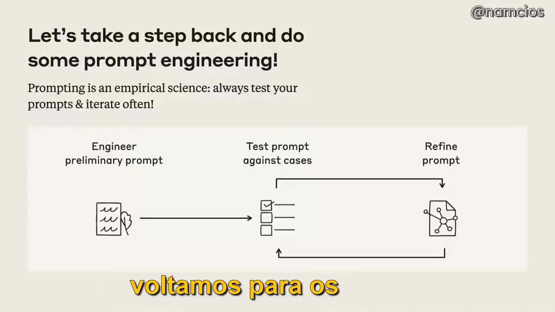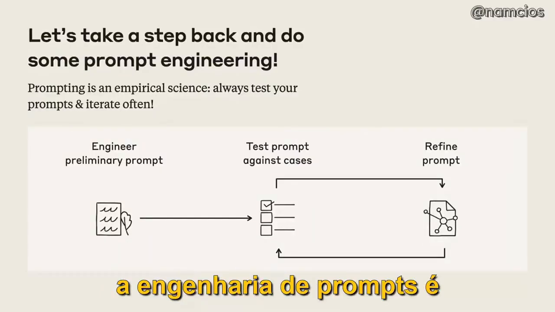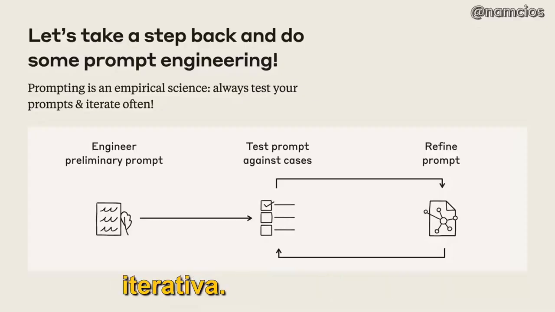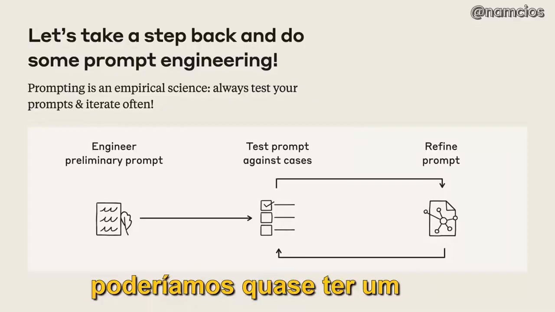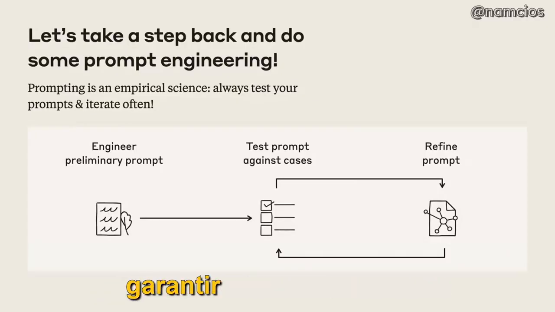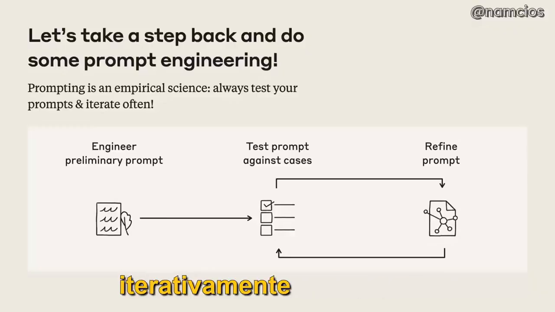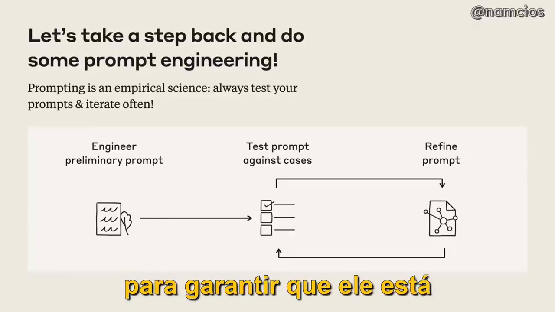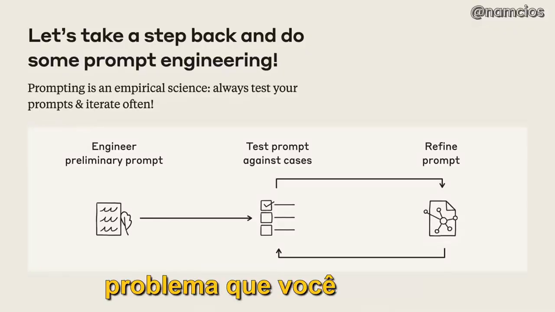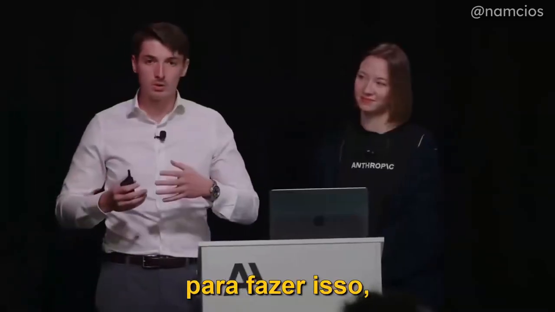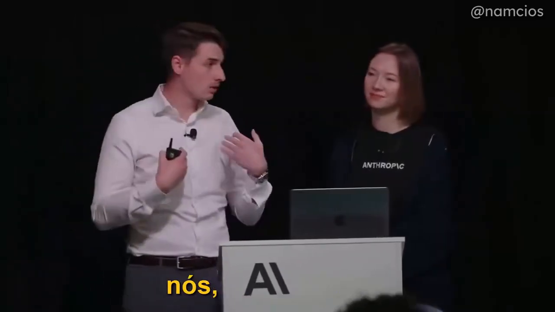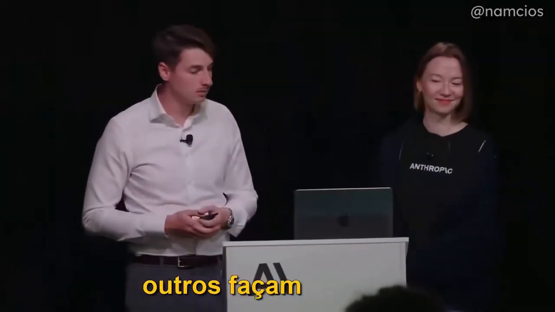So if we switch back to the slides, you can see here that in many ways, prompt engineering is a very iterative, empirical science. In this case, we could almost have a test case where Claude is supposed to make sure it understands it's in a car or a vehicular environment, nothing to do with skiing, and in that way you iteratively build upon your prompt to make sure it's actually tackling the problem you're intending to solve. And to do so, we go through some best practices of how we at Anthropic break this down internally and how we recommend others to do so as well.